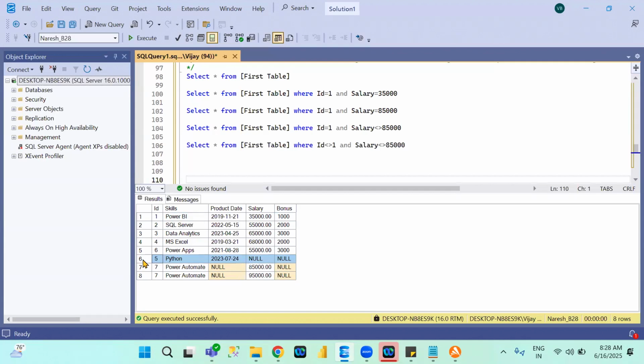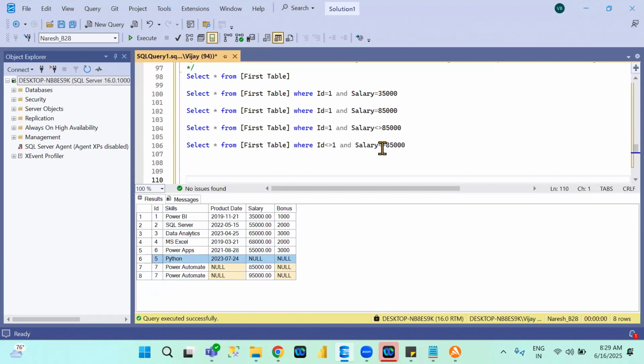Understand or not? Is that clear or not? The remaining rows, two rows, it will consider. See here, first: is the ID not equal to 1? Yes. Is the salary not equal to 85,000? Yes, right? This one is satisfied. This one is satisfied. This one is satisfied. This one is not satisfied, right? So this one also. Why? Because here the salary is null.